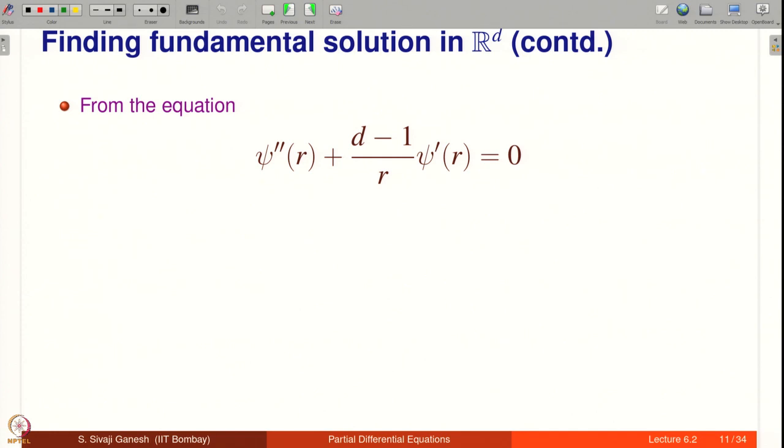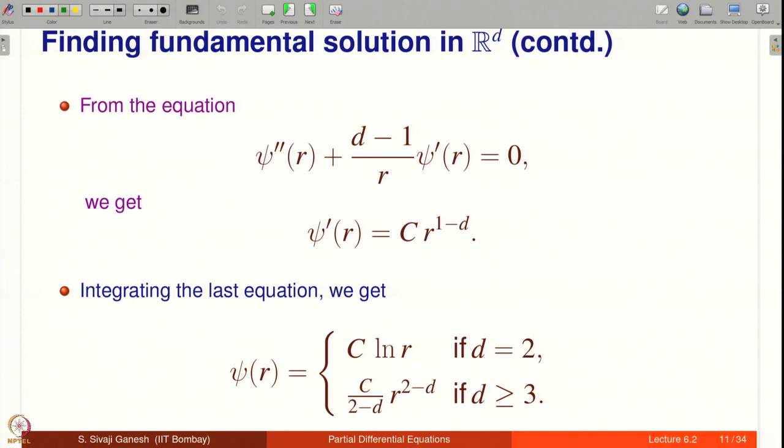From this equation psi double dash of r plus d minus 1 by r into psi dash of r equal to 0, which was obtained on the last slide, we get psi dash of r equal to constant times r power 1 minus d. Because there is no term psi in this equation without derivative, you set psi dash of r equal to some g of r, then this will be a first order ODE, you can solve that and you get this expression. So, therefore, psi dash of r equal to constant times r power 1 minus d.